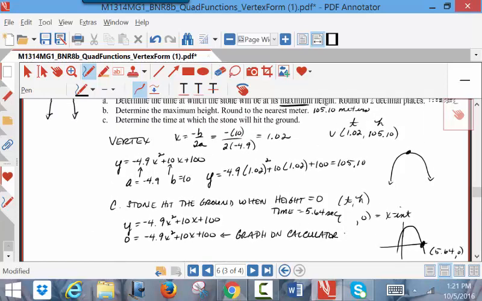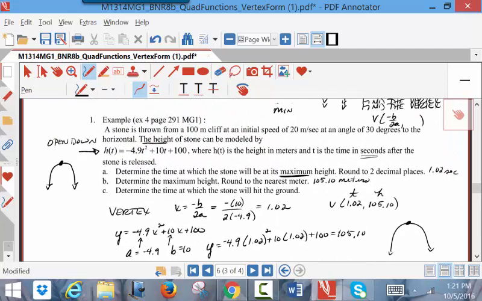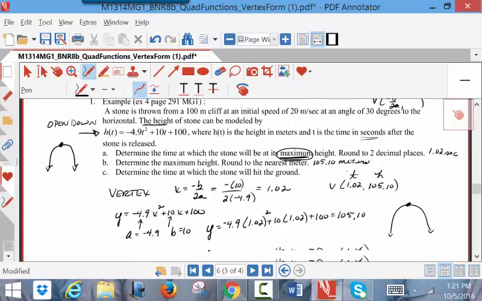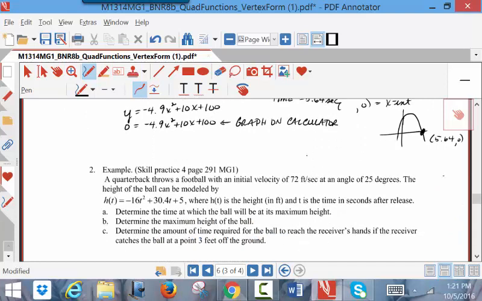So that should answer all of those questions. But the most important thing I need to say again is they're going to be asking you to either maximize or minimize, and so your focus is on getting the vertex. Okay, so let's try another one.